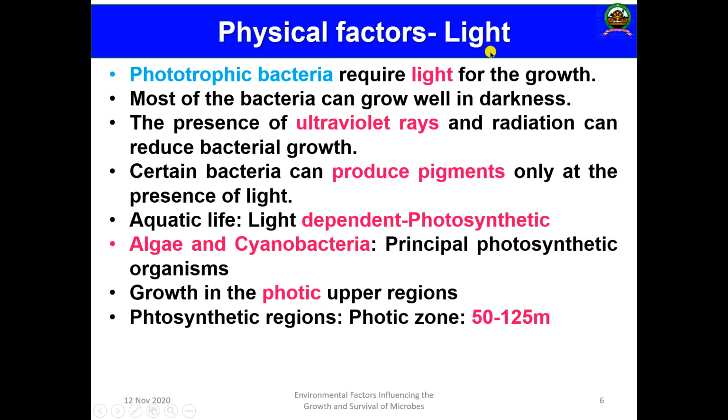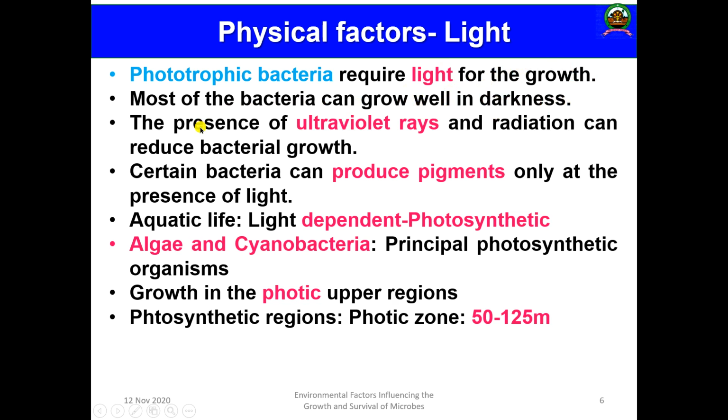Next one is known as light. When you talk about light, sunlight, the microorganisms require light for their growth. Proper light is required. Such kind of bacteria are known as phototrophic bacteria. Photo means light, trophic means they require, they love light actually. And most of the bacteria can grow even without light. They can grow in the dark condition also.